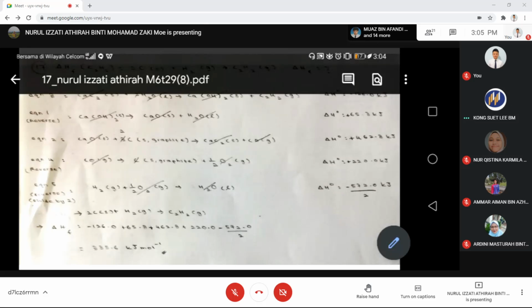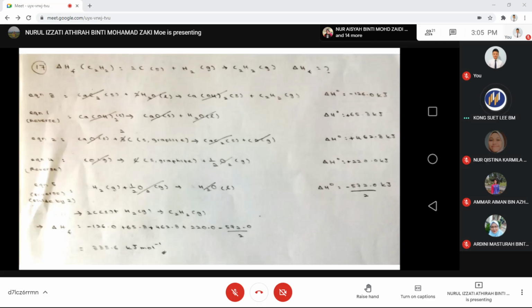So as we cancel out all the equations, we will get 2 mole of carbon plus 1 mole of hydrogen gas, and that will produce acetylene, 1 mole of acetylene. And then to get the enthalpy of formation for acetylene, we must add all the enthalpy that we get, and we will get 335.6 kilojoule per mole.